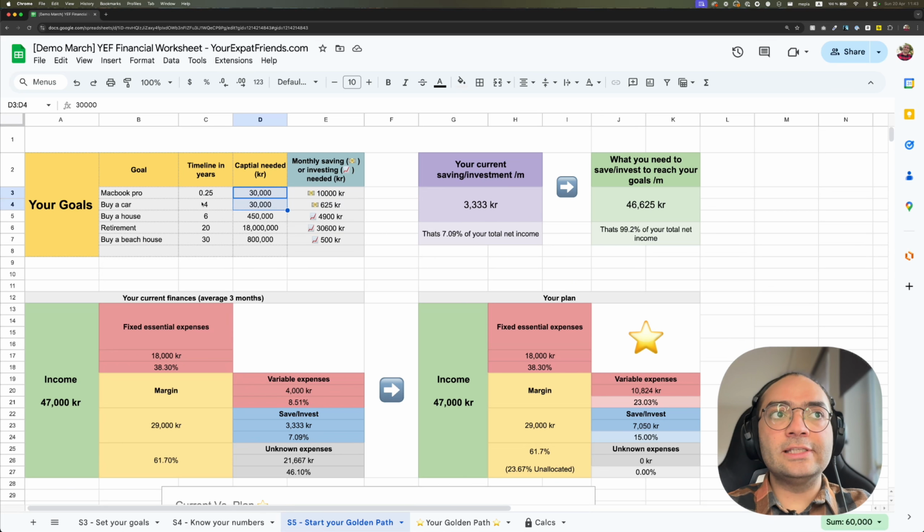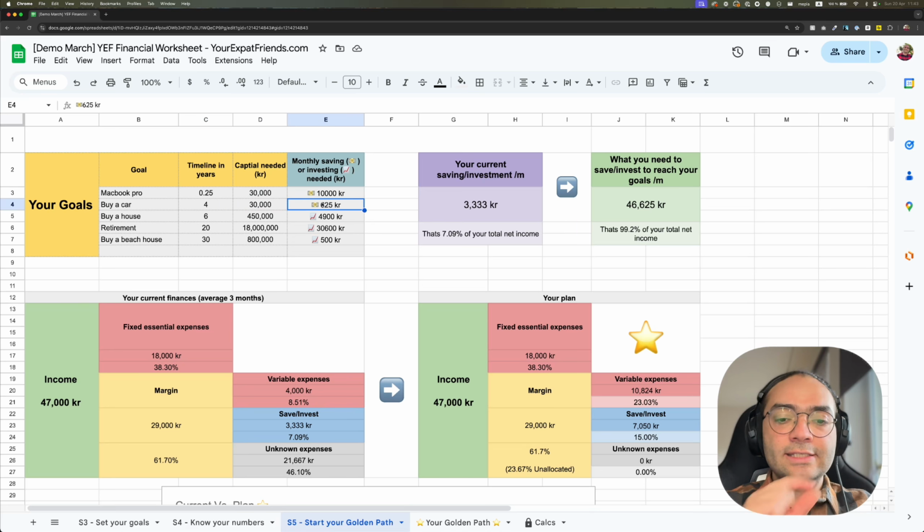If your goal is less than 5 years, it's simply a monthly linear saving per month. So 30,000, 3 months, 10,000. The second scenario is 30,000, 4 years, it means 625 kroner per month. And that's very simple. And you see that being designated by this cash symbol on the left side.